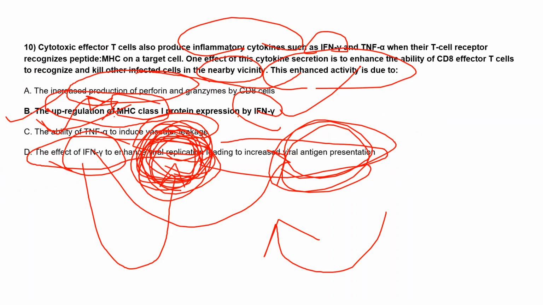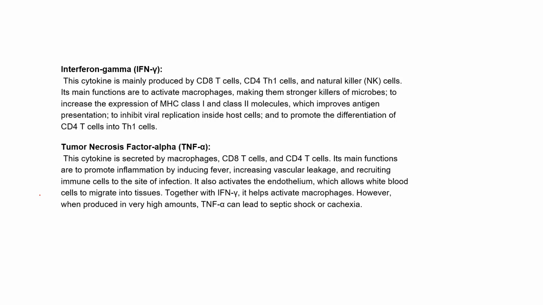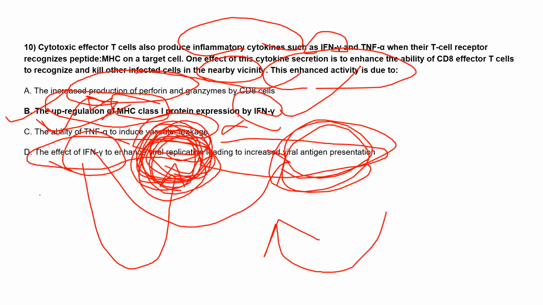Here, the ability of TNF to induce vascular leakage? No, it will increase inflammation only and activate the endothelium so that cells can migrate. Also, TNF alpha works with IFN gamma to activate the macrophages. If TNF alpha is released in high amounts, it can cause septic shock and cachexia. So this is the same. That's why maybe the right answer is option B, because they will not increase the amount of perforin and granzyme. We know that will remain the same by itself.